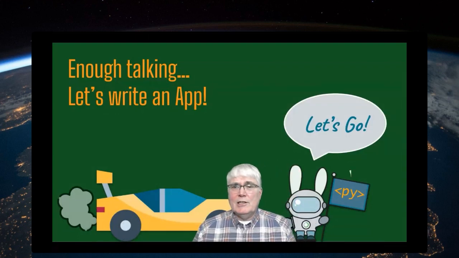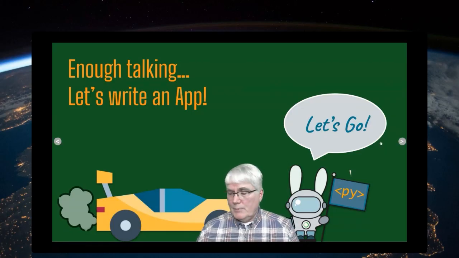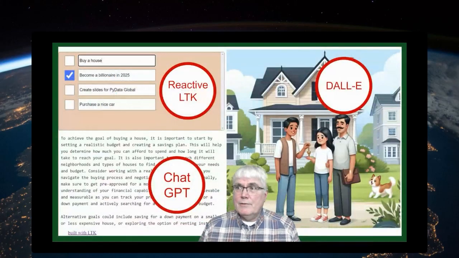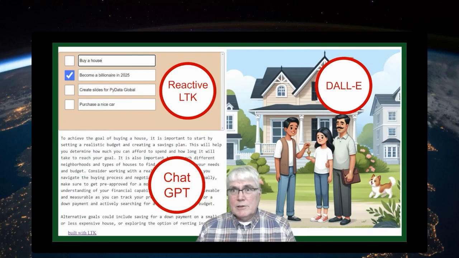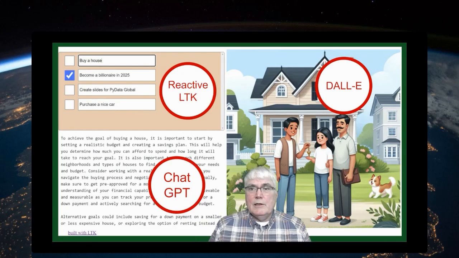Let's actually build something. So what we're going to build is the following. We're going to have a UI with basically 3 parts. The top left is a UI that we can interact with. There's going to be buttons, there's checkboxes. And that is written with reactive LTK that I already showed in the LTK kitchen sink.